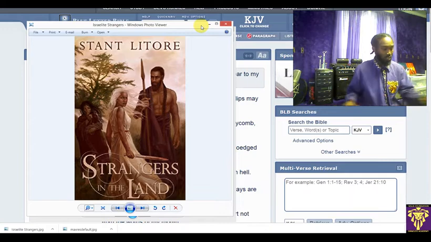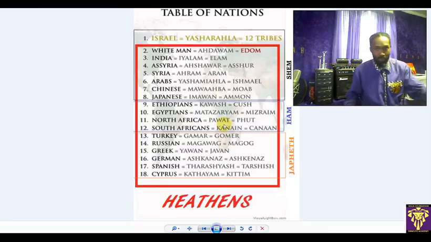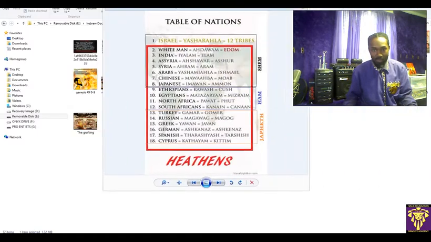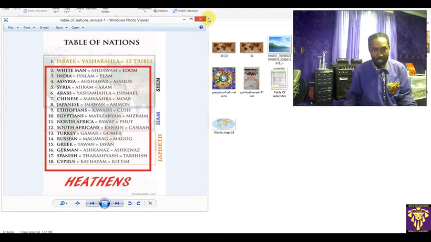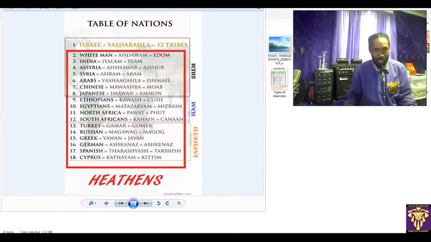What I'm saying is this right here. Let me pull this up. Okay, guys, hope you can see this. I'm going to expand it just a little so you can see it. So we have 18 nations total in the earth. These are all the nationalities of people today in the earth. Now, number one is what you call the nation of Israel, the chosen people, blacks, Hispanics, Latinos, and Native Americans. From 2 to 18 are known as strangers, or Gentiles, or heathens.